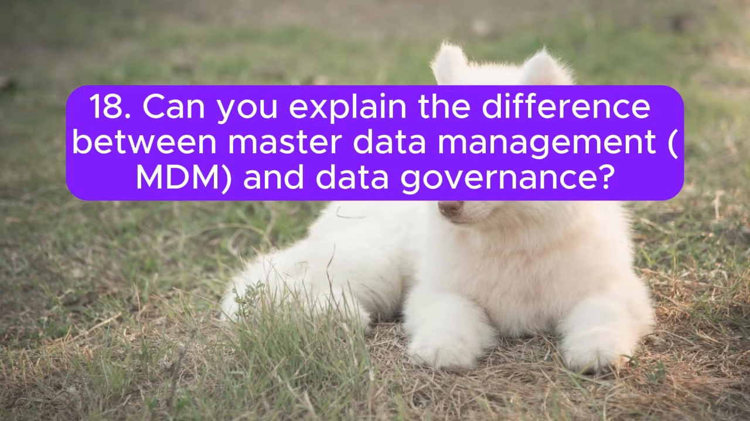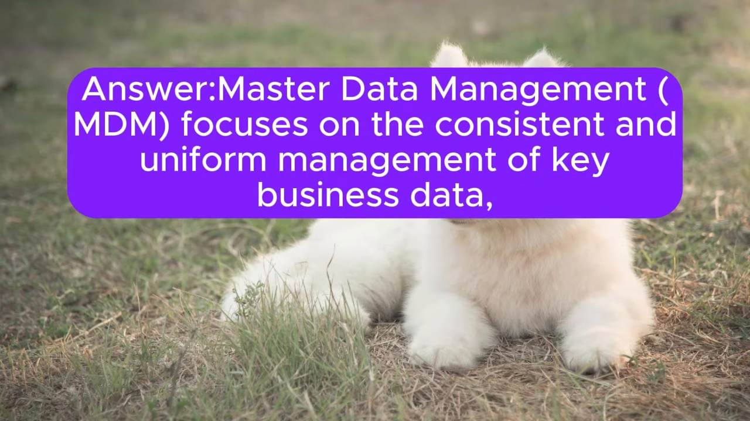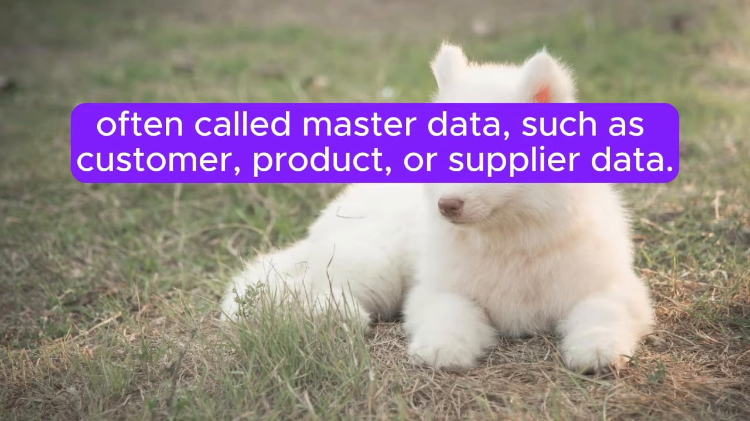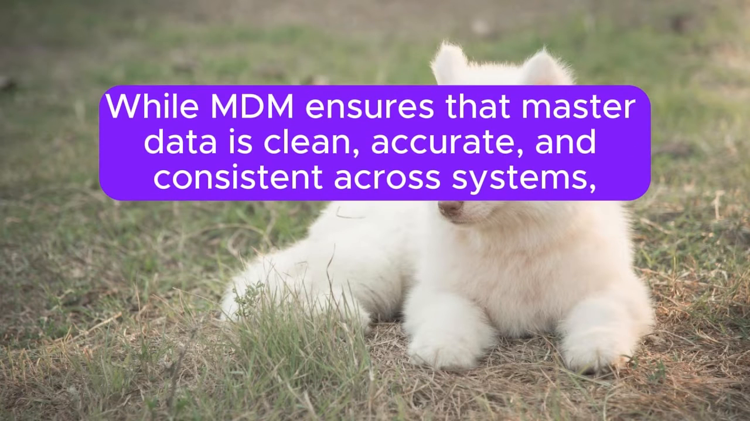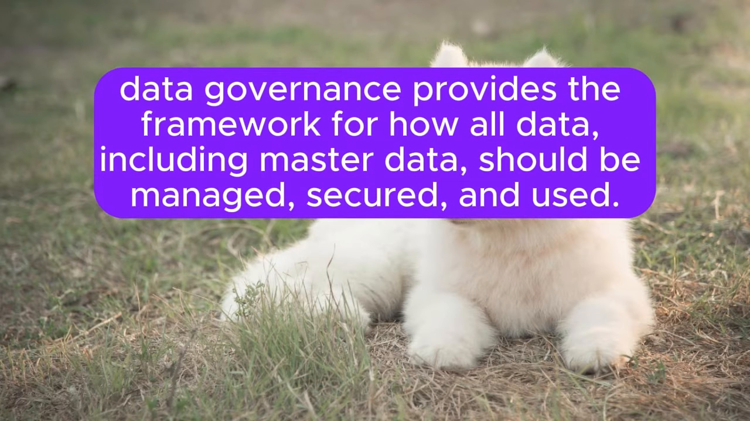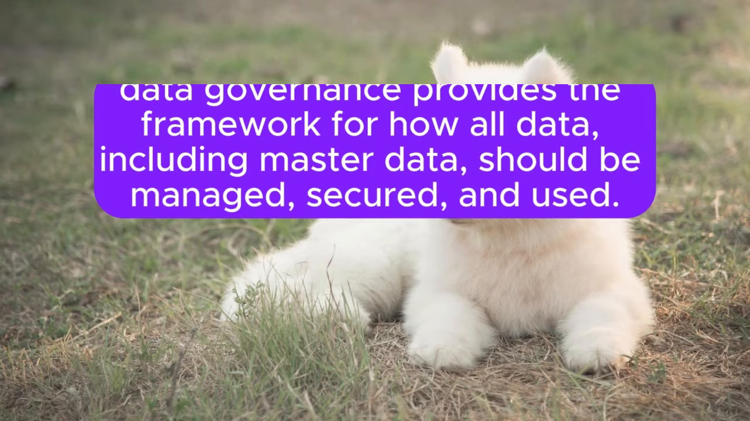18. Can you explain the difference between Master Data Management (MDM) and data governance? Answer: Master Data Management (MDM) focuses on the consistent and uniform management of key business data, often called master data, such as customer, product, or supplier data. Data governance, however, is broader and applies to all data within the organization. While MDM ensures that master data is clean, accurate, and consistent across systems, data governance provides the framework for how all data, including master data, should be managed, secured, and used.